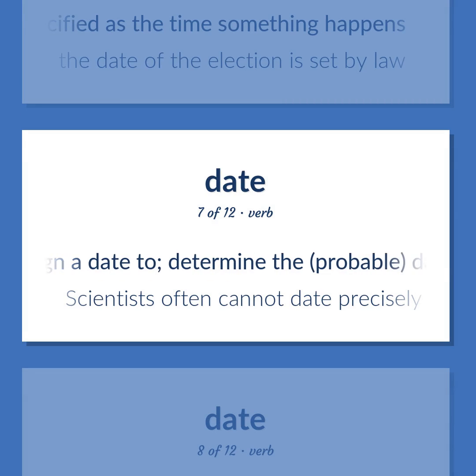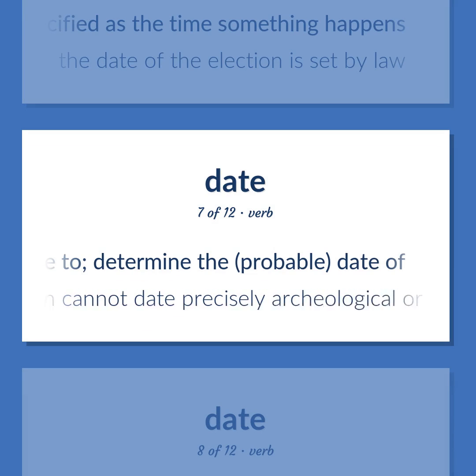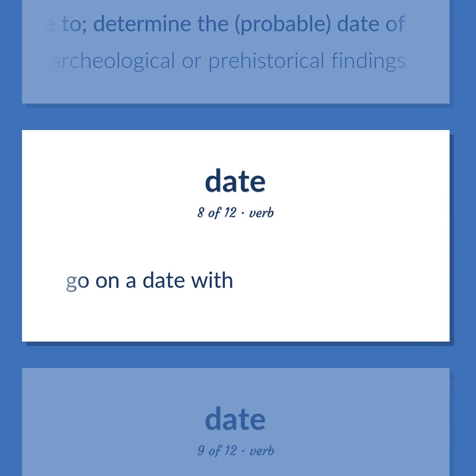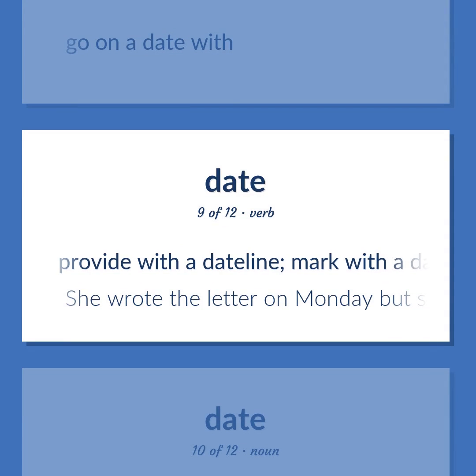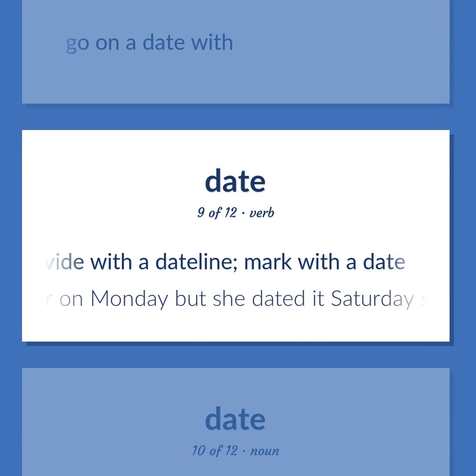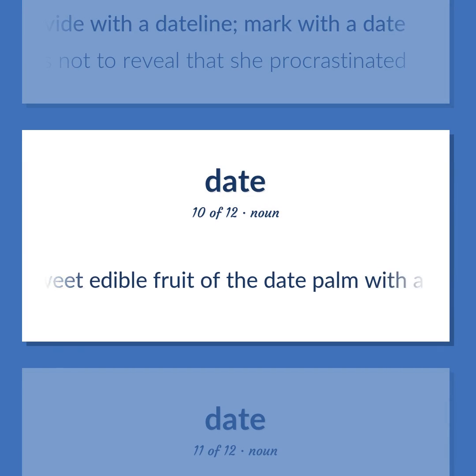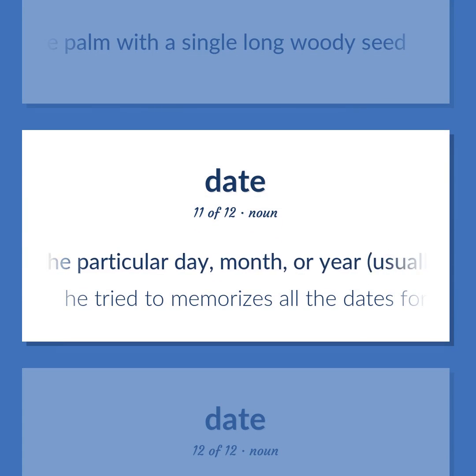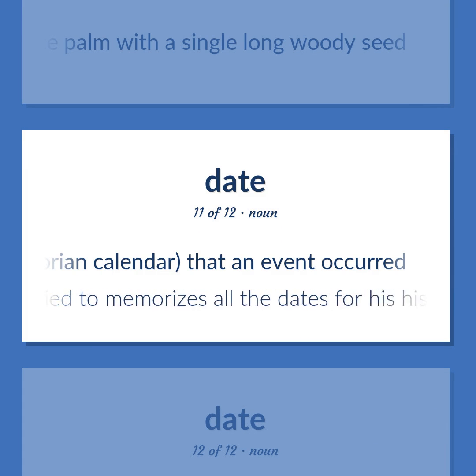Assign a date to. Determine the probable date of. Scientists often cannot date precisely archaeological or prehistorical findings. Go on a date with. Provide with a dateline. Mark with a date. She wrote the letter on Monday, but she dated it Saturday so as not to reveal that she procrastinated. Sweet edible fruit of the date palm with a single long woody seed. The particular day, month, or year, usually according to the Gregorian calendar, that an event occurred. He tried to memorize all the dates for his history class.